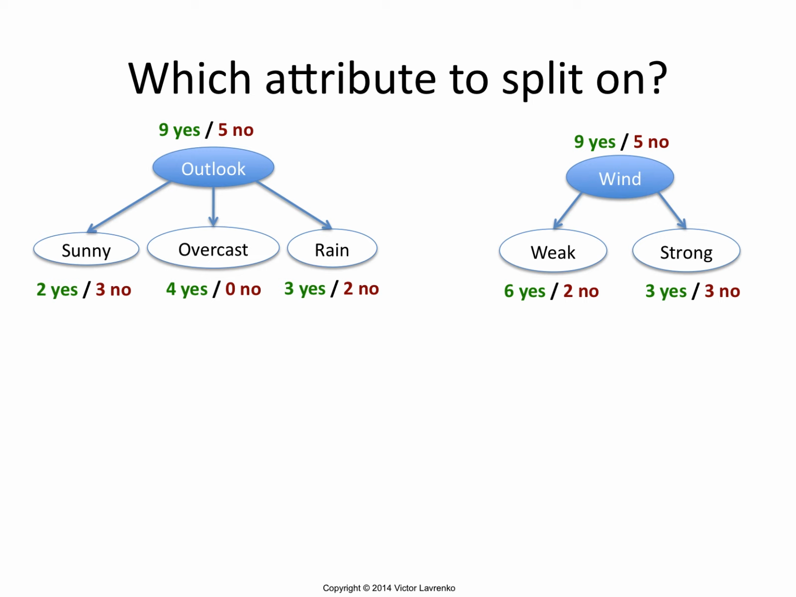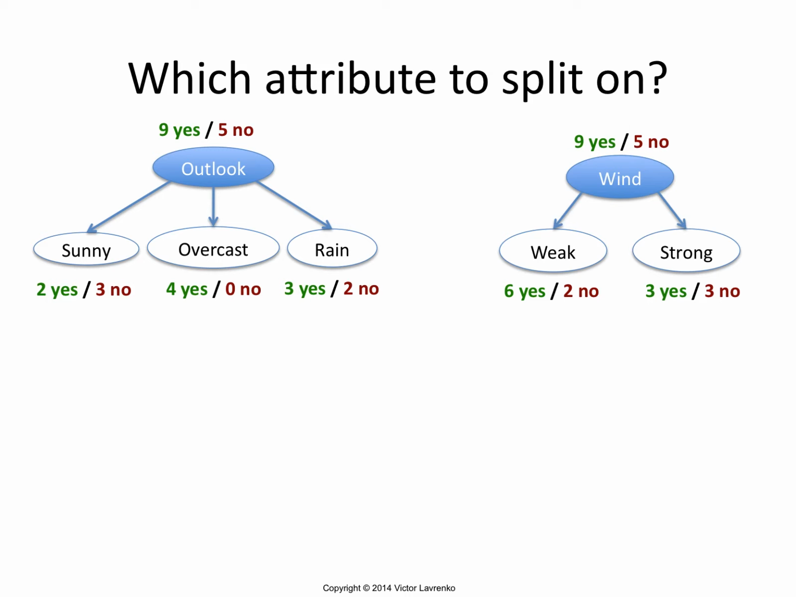Outlook. The outlook. Why do you like it better? It has a pure subset. Now, if you were looking at the 2 subsets of the wind, the weak and the strong, do you like one of them better than another? Yeah, the weak is better, even though it's not pure.